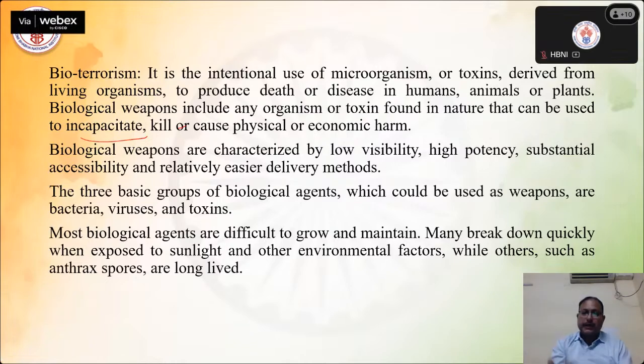You will be taught in a big spectrum on these things: how bacteria contribute, how viruses can be used as biological agents, how toxins are utilized as biological agents, and you will learn a lot. Most biological agents are difficult to grow and maintain. Many break down quickly when exposed to sunlight and other factors, while others, such as anthrax spores, are long-lived. So this is only an overview of biological disaster. Again, I have quoted that this particular training program is basically for CBRN. So you will get everything about CBRN, and B is a very big spectrum. We will be discussing all these things in the subsequent slides in the coming weeks.